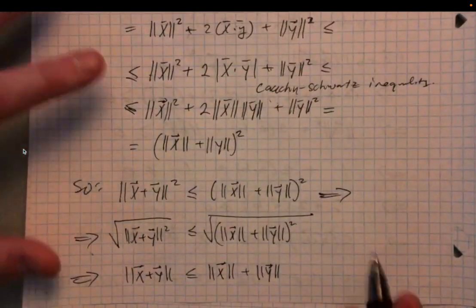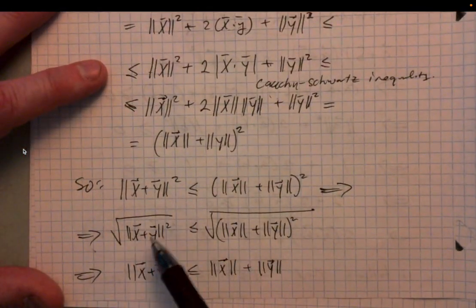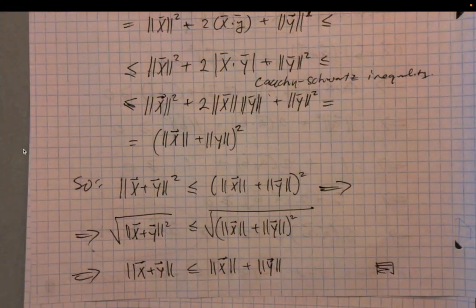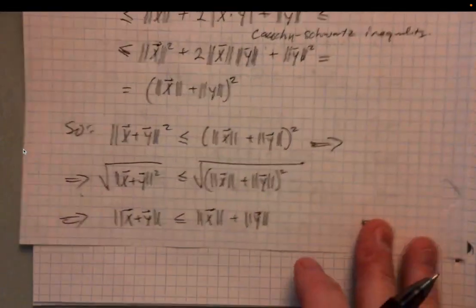Perfect, right? That's exactly what I want. So if I take the square root of the square over here and I take the square root of the square over here, then I get this. And so that's the triangle inequality. Okay, excellent. So we've proven the triangle inequality as well as the Cauchy-Schwarz inequality. Great. So that's that part.